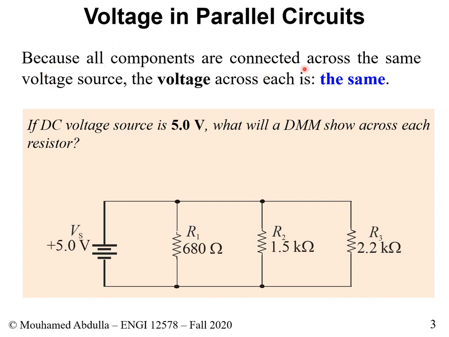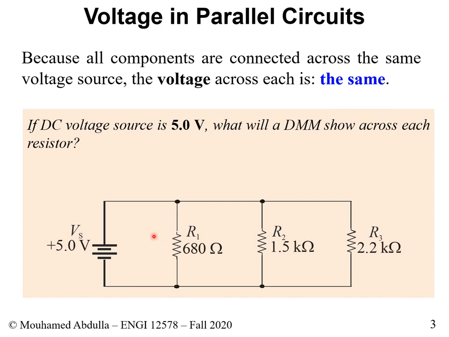Because all the components are connected across the same voltage source, right? This component is connected across this voltage source, this component connected across this voltage source, this component connected across this voltage source. They're all connected across the same voltage source. It doesn't change, it's just the same one. They're all connected in parallel. The voltage will be the same, right?